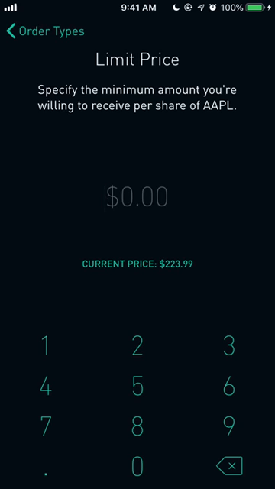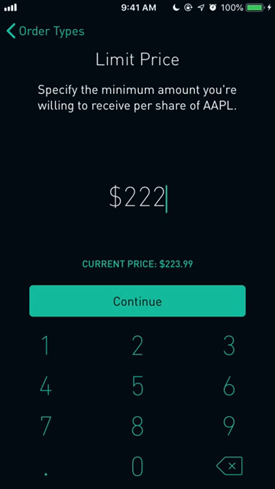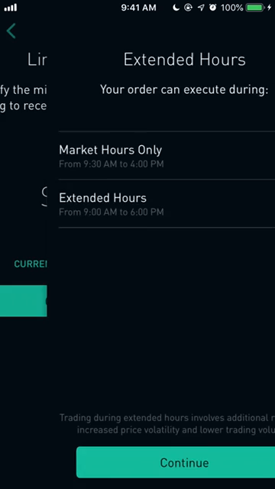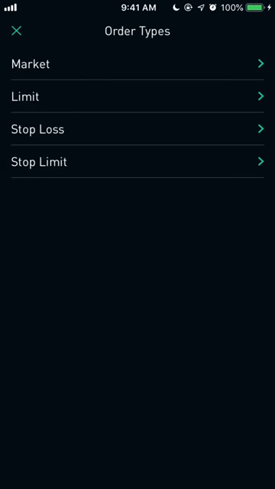So what this means, if you're doing a sell limit order, that would be executed at a specified limit price or higher. So that's a little bit different than buying. So for example, let's say you set the limit price at like 222 or something like that. So as soon as it hits $222 or higher, they will sell that share of Apple. And then once again, you could continue, do market hours or extended hours, and click continue again to try to send it through.